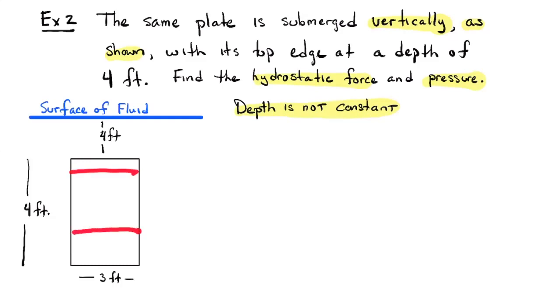The force and pressure at points down there is going to be more. So the depth is not a constant, so I have to somehow account for that. So we're going to make a local estimate. Let's coordinatize the problem. I'm going to put a coordinate system in this problem.